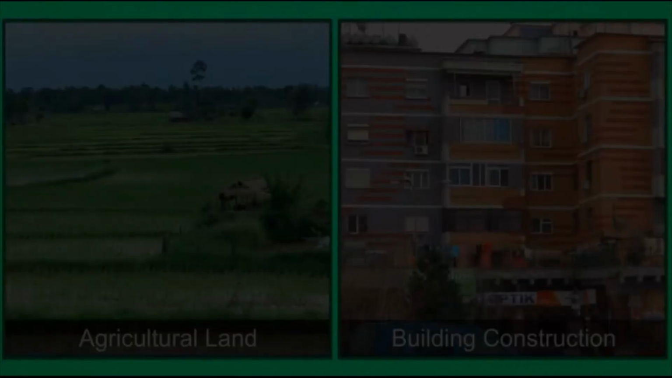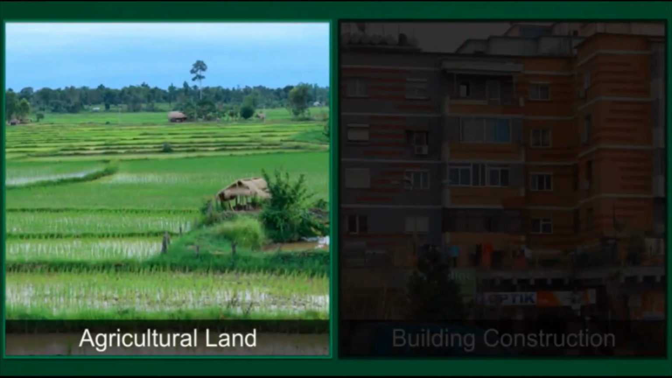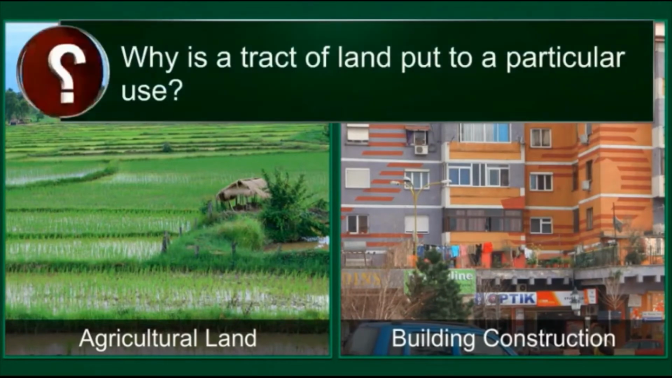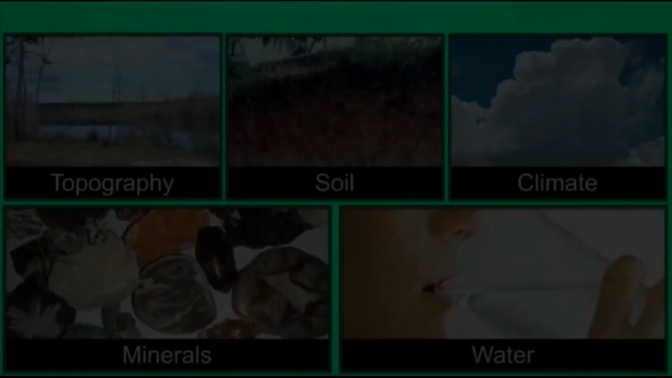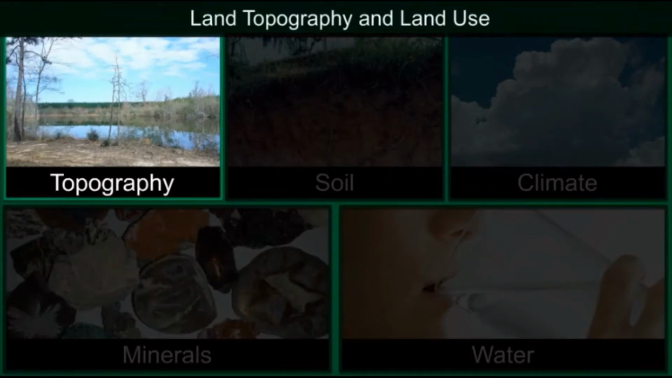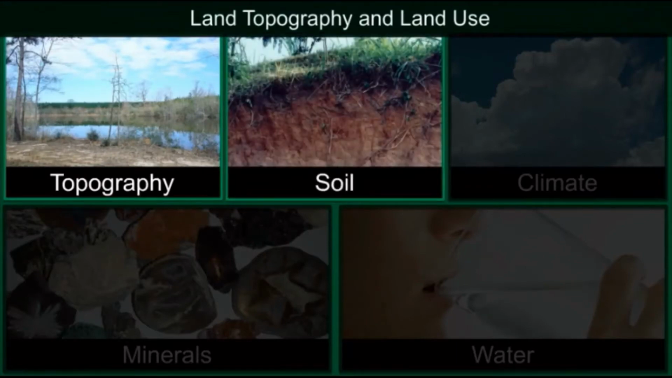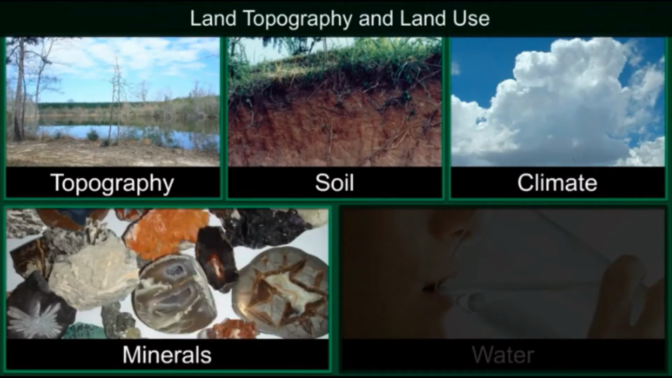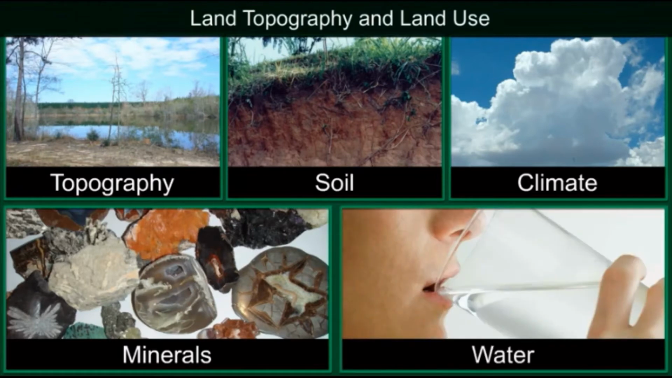Some pieces of land are good for agriculture, while others are suitable for erecting buildings. Why is a tract of land put to a particular use? Land use depends on factors like topography, soil, climatic conditions, presence of mineral reserves, and the availability of drinking water. Additionally, land use is affected by human factors such as population and technology.